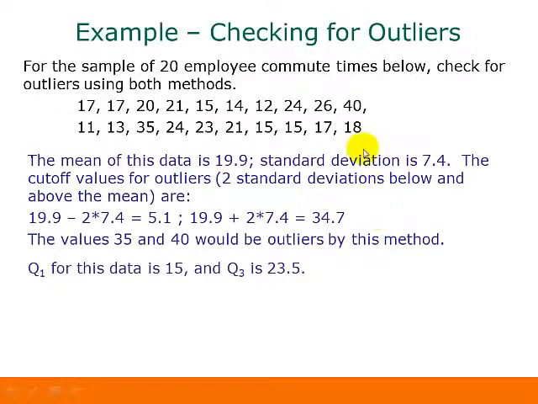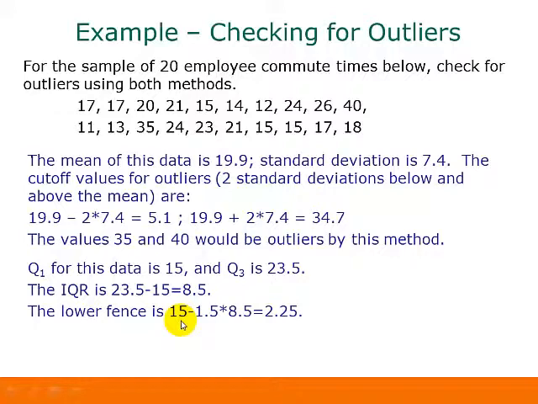And the values in this list that would be outside of those boundaries would be 35 and 40. There is no value in the list that's less than 5.1, so we wouldn't have an outlier on that end. Now for the other method, we look at the interquartile range. So the first quartile is 15, the third quartile is 23.5. That makes our interquartile range 8.5.